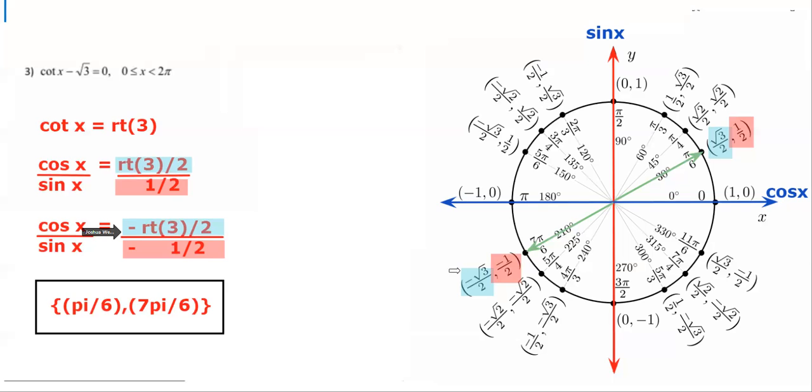It also works in the third quadrant when both the cosine and sine are negative. So there are two locations here, 180 degrees apart, or pi apart. That would be at pi over 6 and 7 pi over 6 radians. Those are the two angles for the cotangent that, when adding the square root of 3, equals 0.